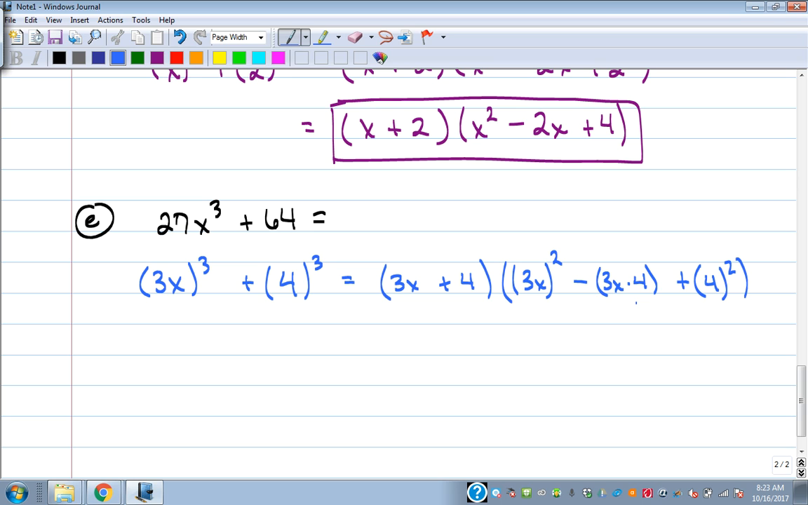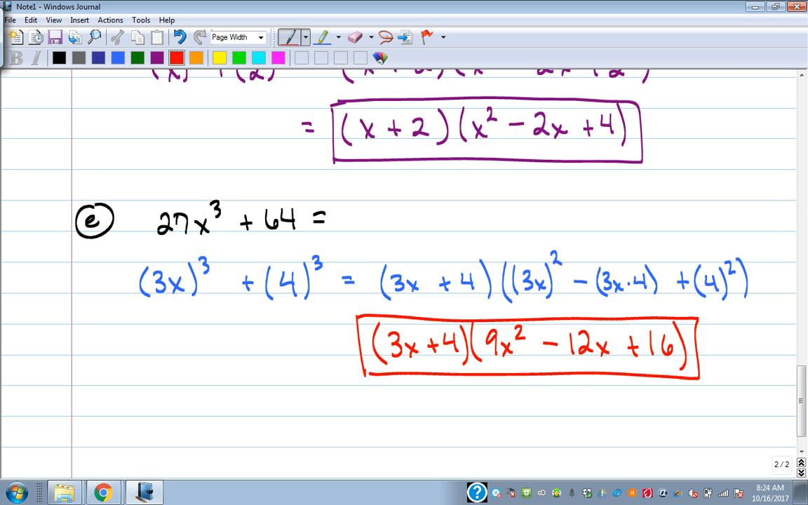That's what's going on there. That's the completely unsimplified version of that. And then we simplify it. So 3x plus 4 in the front. What's 3x squared? What's 3x times 3x? 9x squared. And then in the middle, 3x times 4 would be 12x. And then on the last part, 4 squared is 16. And there's the factored form of that sum of cubes.